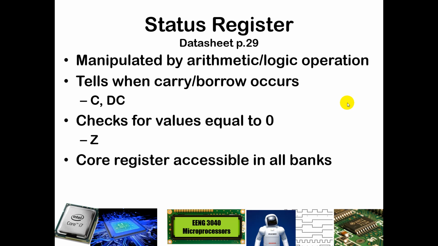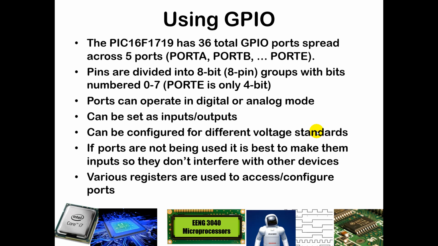Effectively, if you think about doing binary addition and adding two binary values together, the DC shows that there's a carry from one 4-bit cluster to the next 4-bit cluster. The Z bit is going to be very important as part of the status register, because that's going to tell us if something went to 0 or not, which we can actually use to check for equality. The status register, being so important, is also a core register available across all banks.